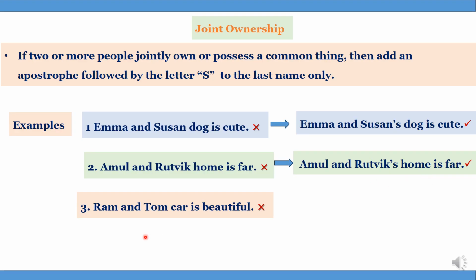Next example, Ram and Tom car is beautiful. Again, here also Ram and Tom jointly own a car. That is beautiful, but this representation is wrong. We need to add an apostrophe and letter S to the last name and read it again. That is Ram and Tom's car is beautiful. Now, this representation is correct.